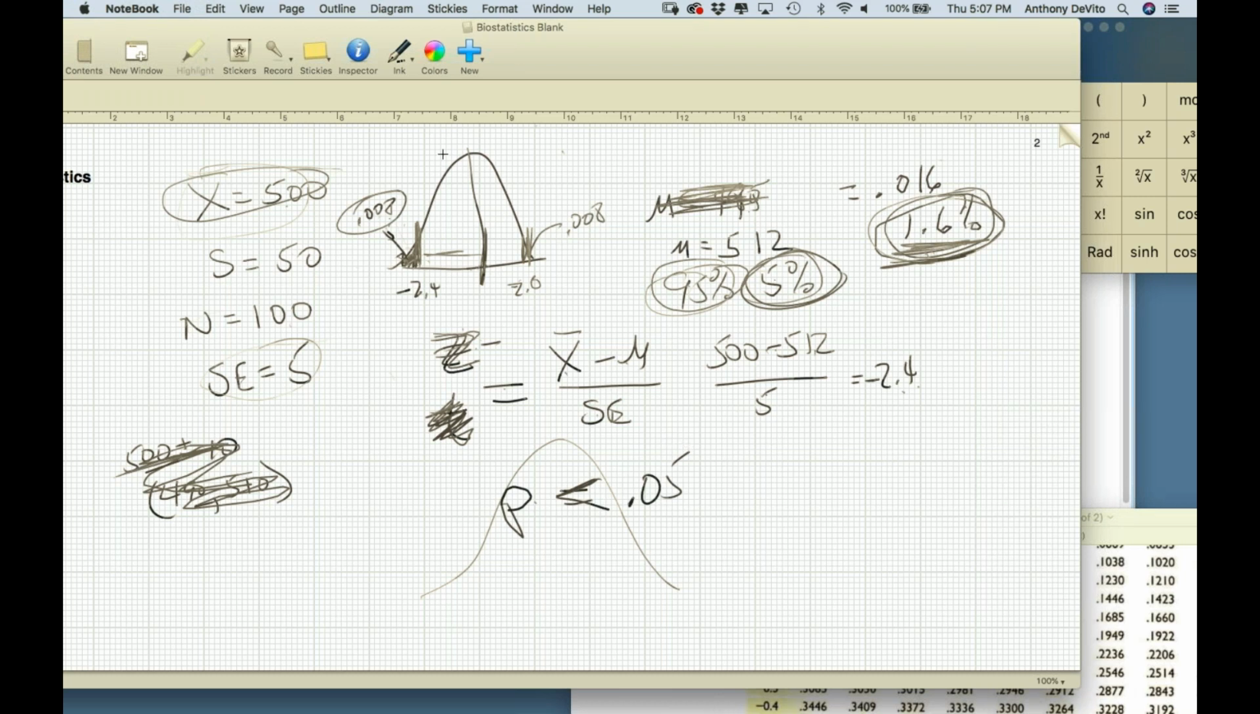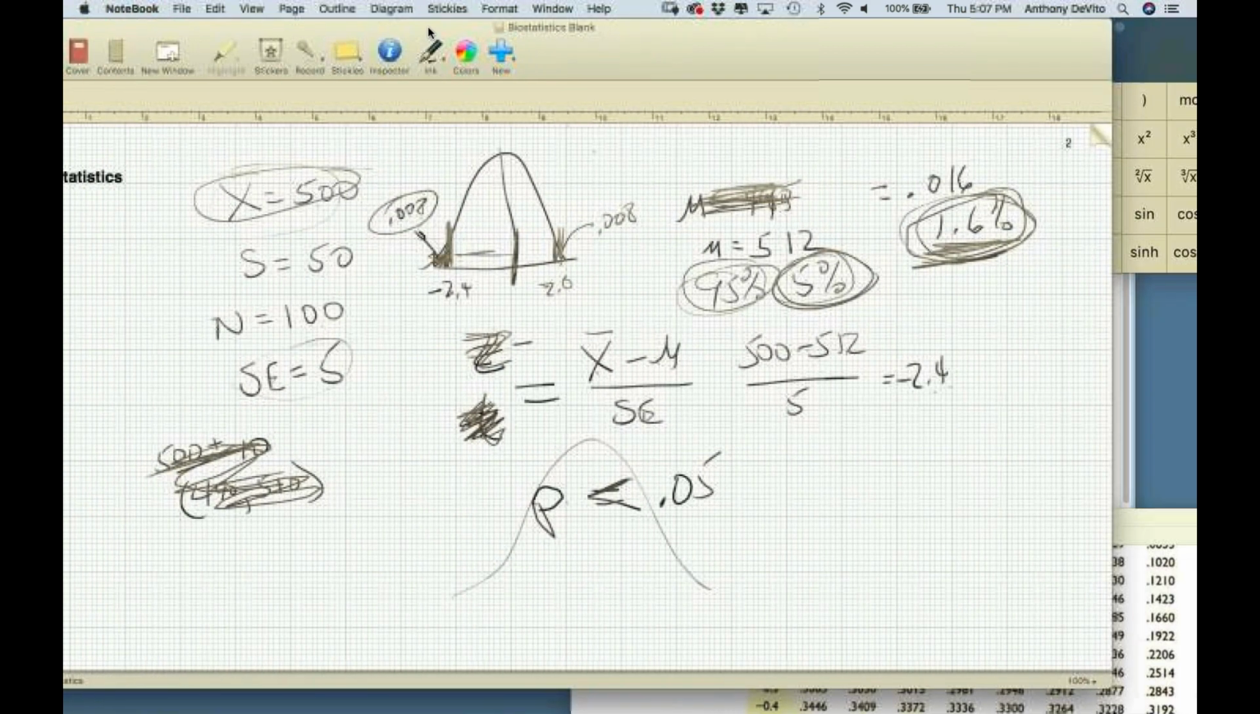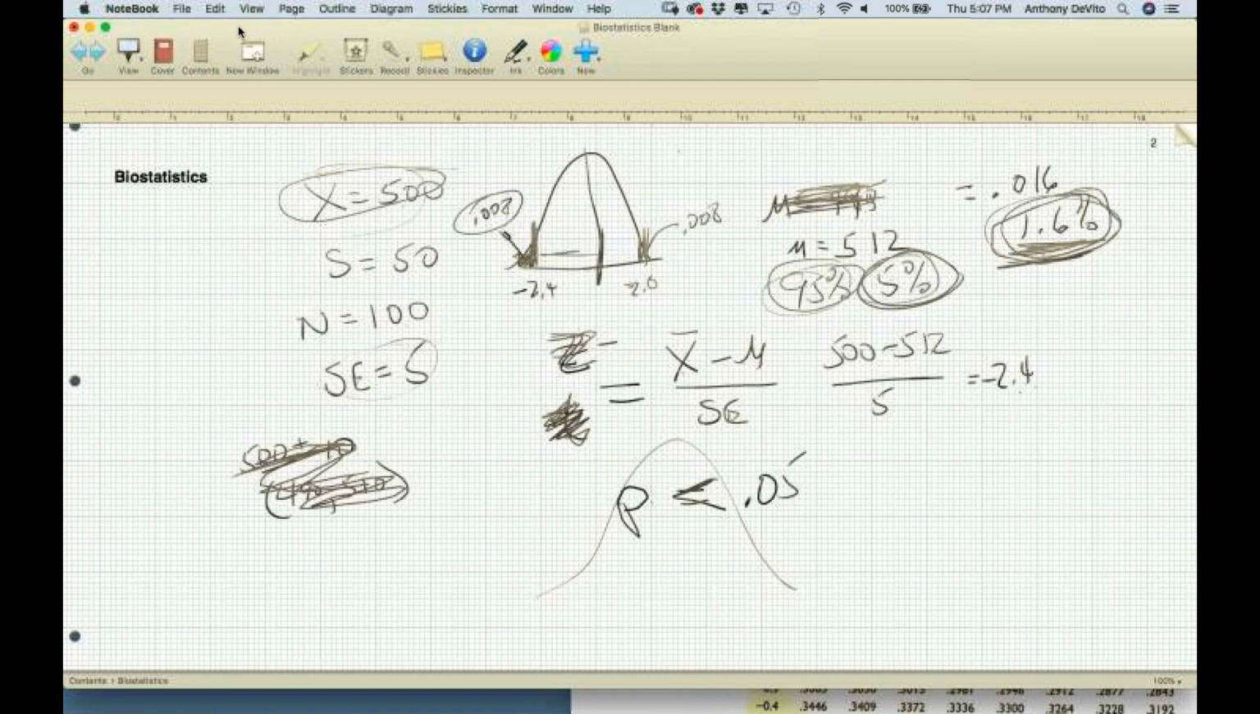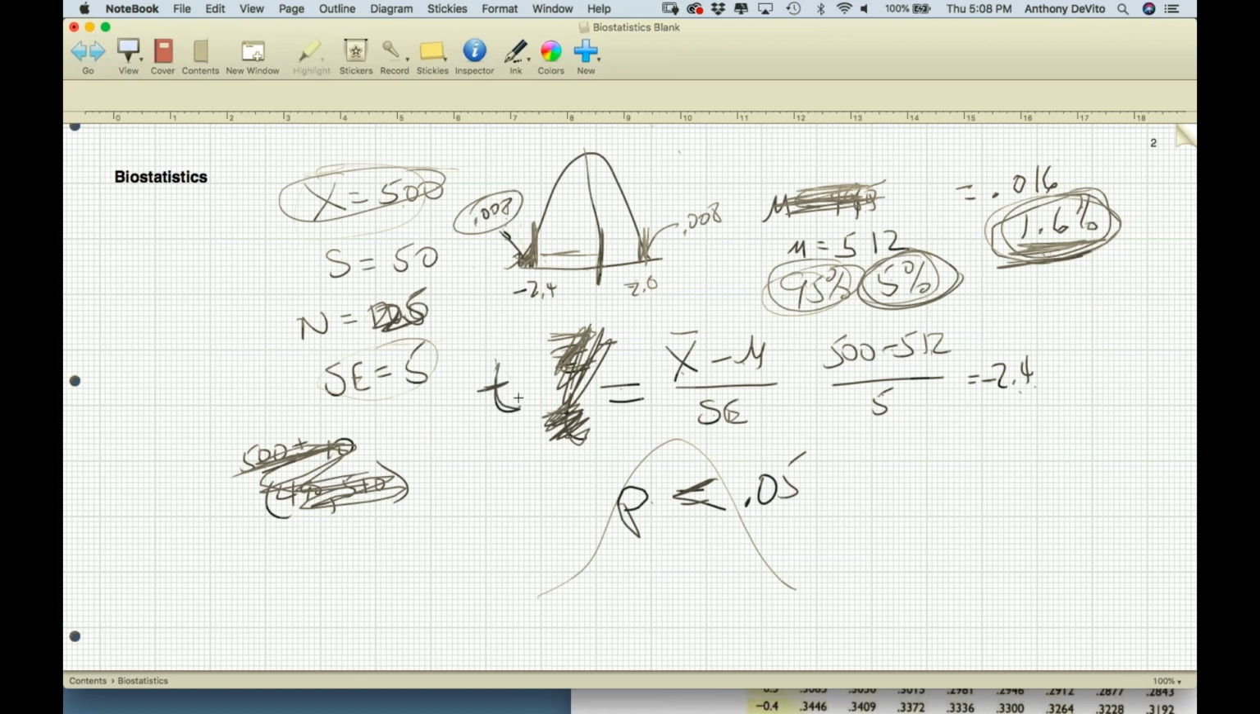Right, so now that we've decided on that, I'm going to throw a little curve in here. And that curve is, well, that was all nice and good when the sample size was 100. What if the sample size is small? What if the sample size is 25? Well, if the sample size is 25, instead of using Z, I have to use T. And T is different for every sample size.